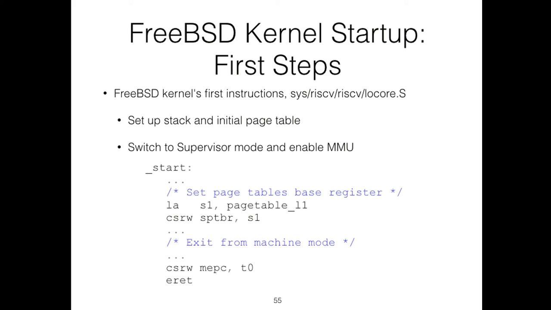If you look at this code, I've left out some stuff, but this is how you set the page table. You write to the SPTBR, the page table base register. Then you can exit from machine mode into supervisor mode using this eret. Once you do that, you're in supervisor mode, you're out of machine mode in the kernel.